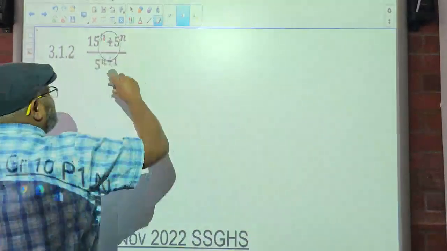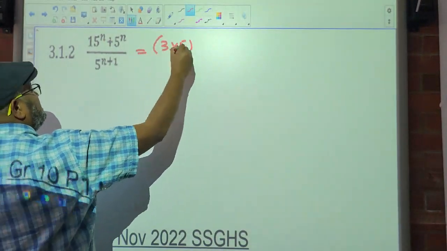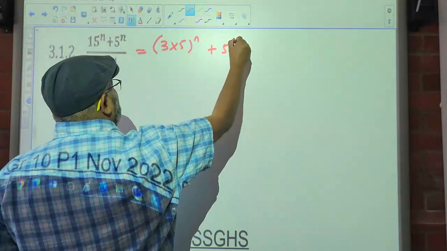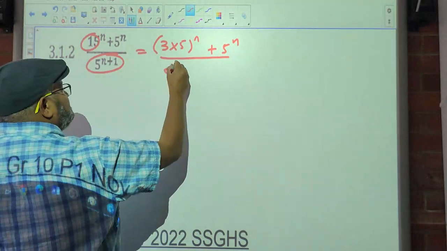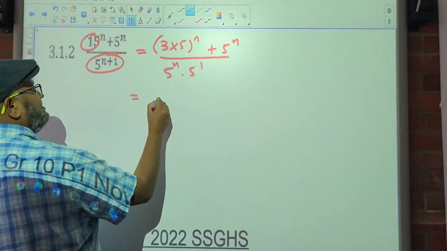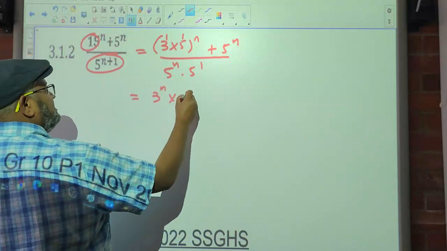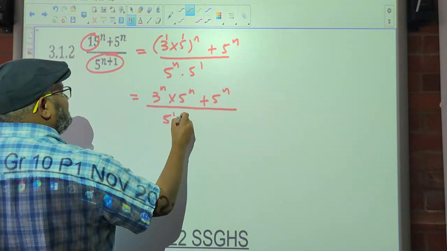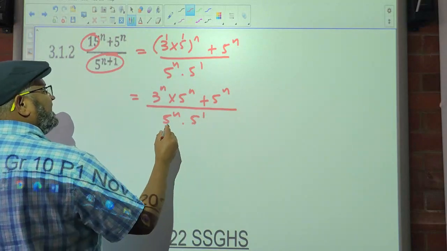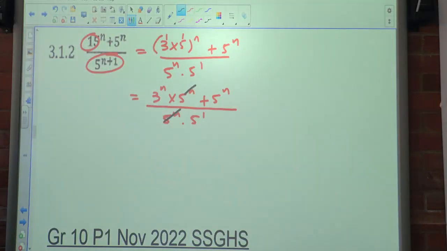So the 15 can be written as 3 times 5, raised to the n, plus 5 to the n over. This can be broken up into 5 to the n times 5 to the 1. So it's 3 to the n times 5 to the n plus 5 to the n over 5 to the n times 5 to the 1. Can I now cancel the 5 to the n? No, because of the plus between.